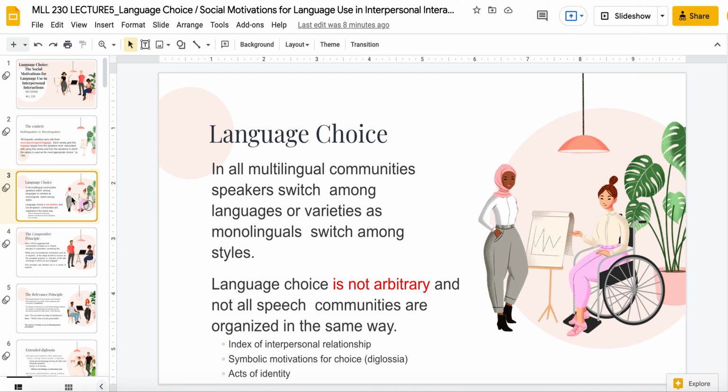There's also acts of identity. So your language choice also depends on how you choose to identify. Again, if you grew up in the South and you are not identified with Southern culture, then you might change your language depending on where you do identify, and vice versa.